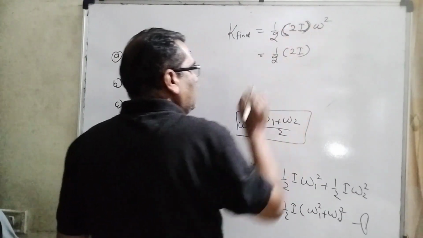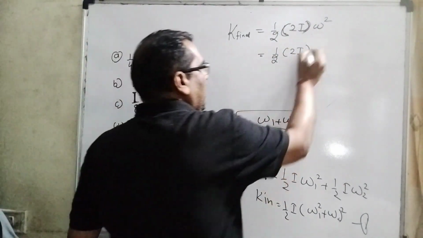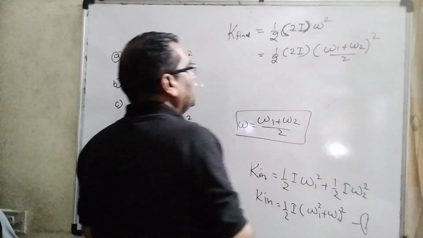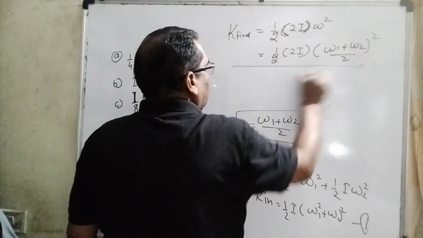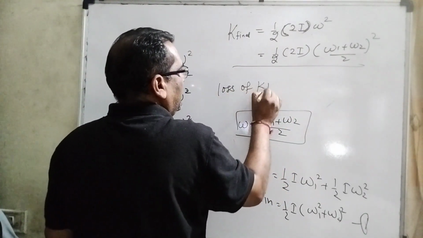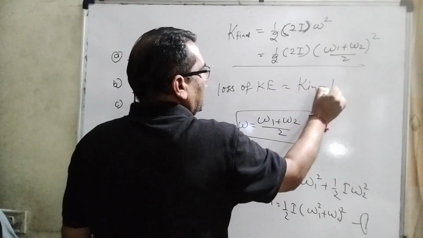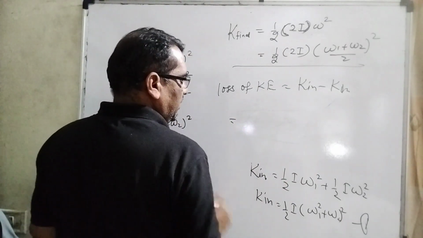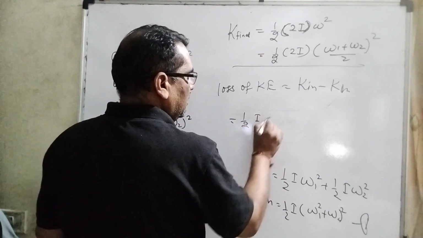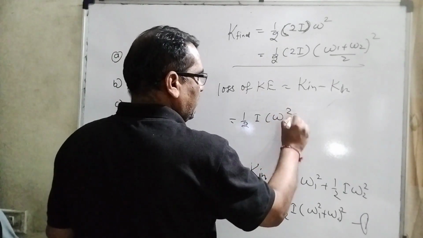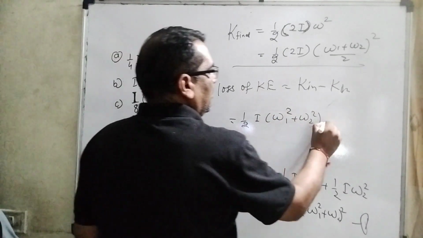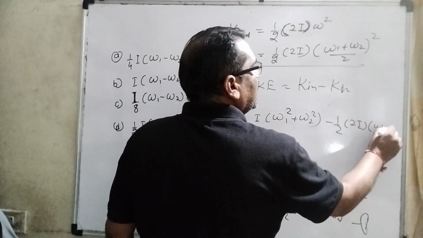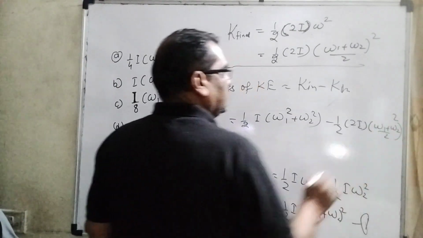What is the value of omega? You can see that the value of omega is omega 1 plus omega 2 upon 2, whole square. Now the loss of kinetic energy is initial minus final. What is the value of initial? You can see that the initial value is 1 by 2 I omega 1 square plus omega 2 square, minus 1 by 2 into 2I into omega 1 plus omega 2 upon 2 whole square.